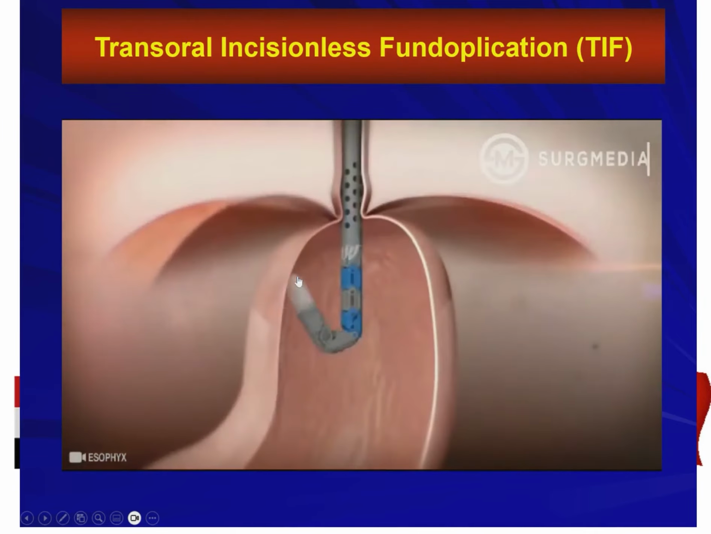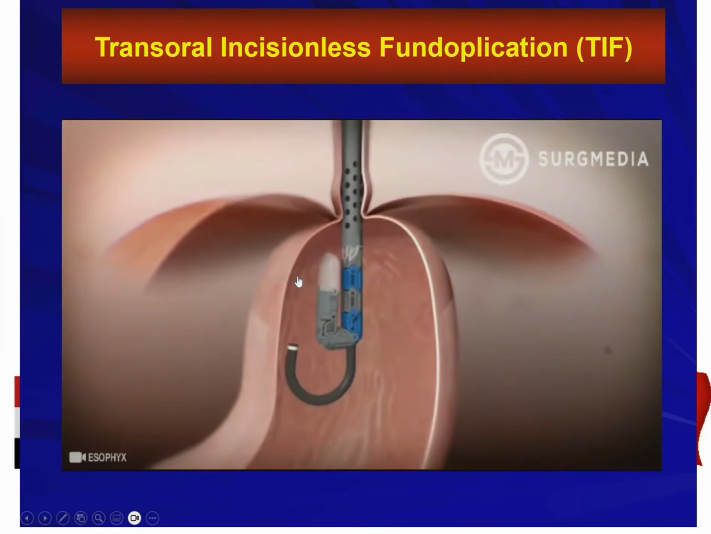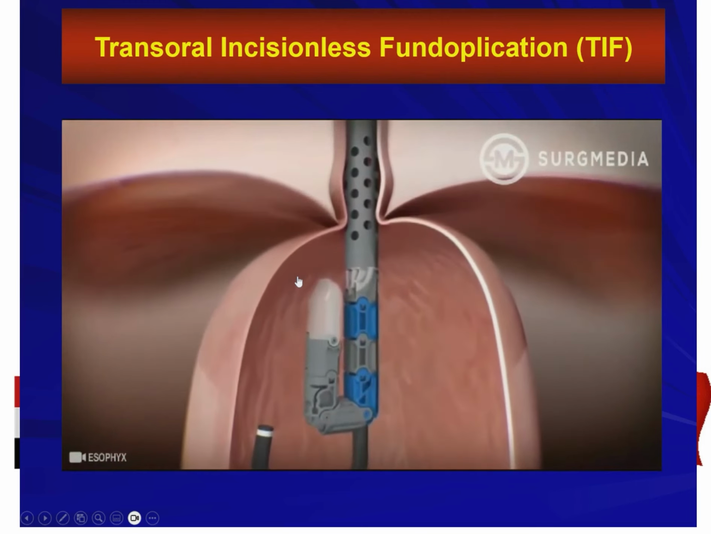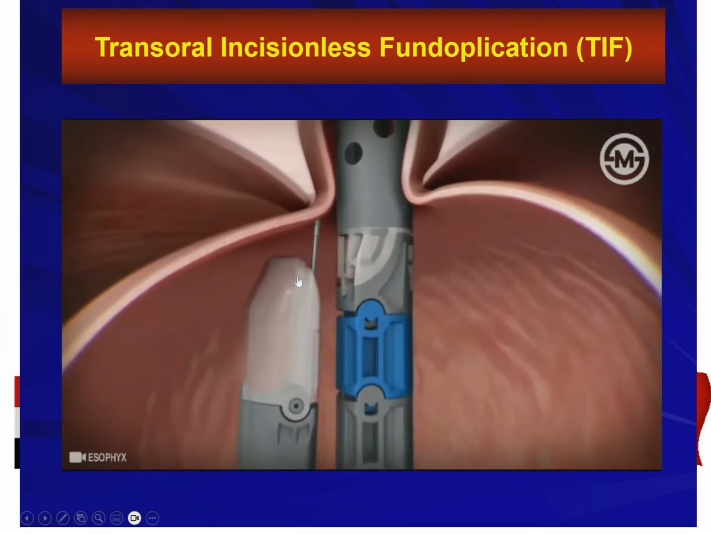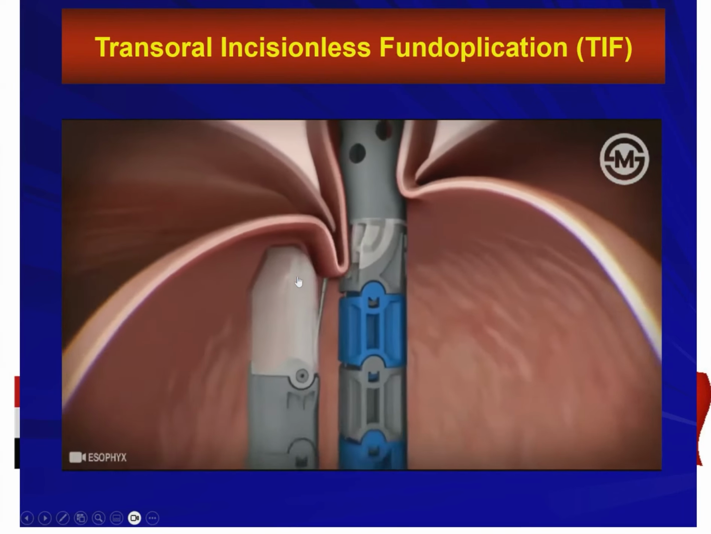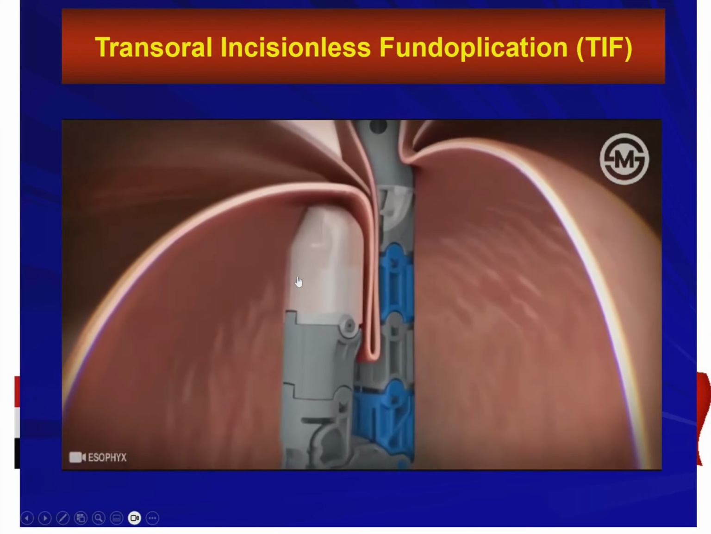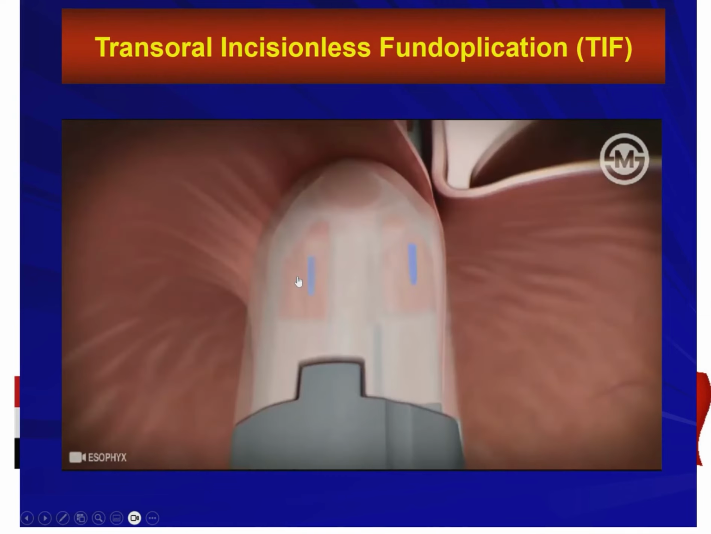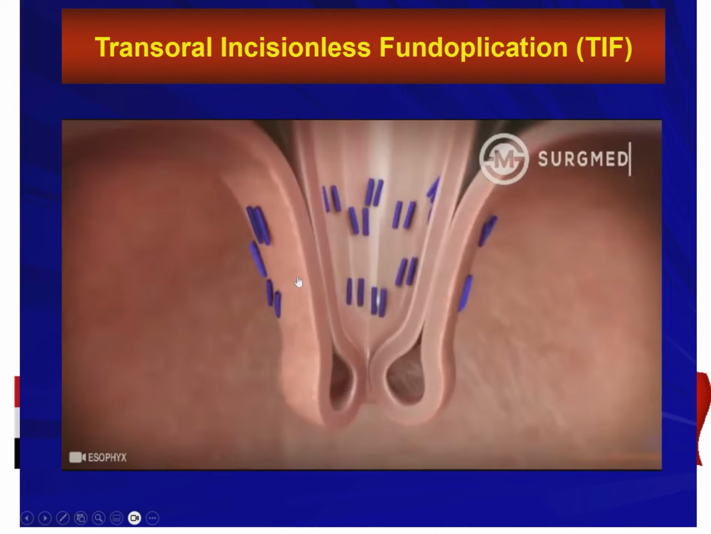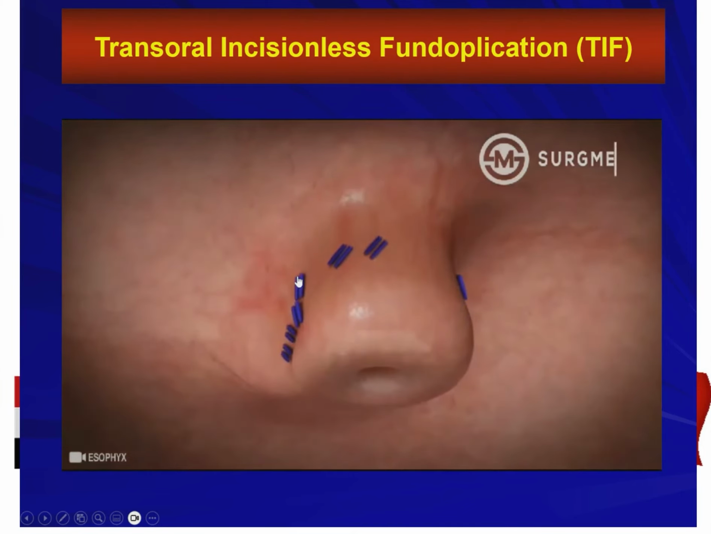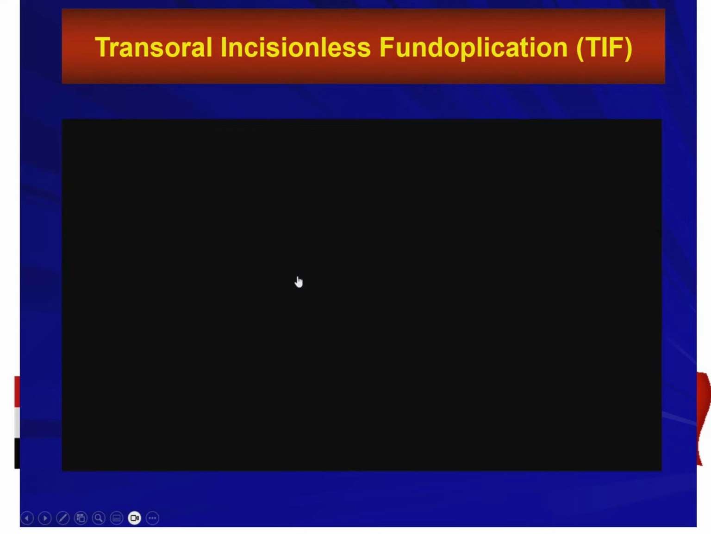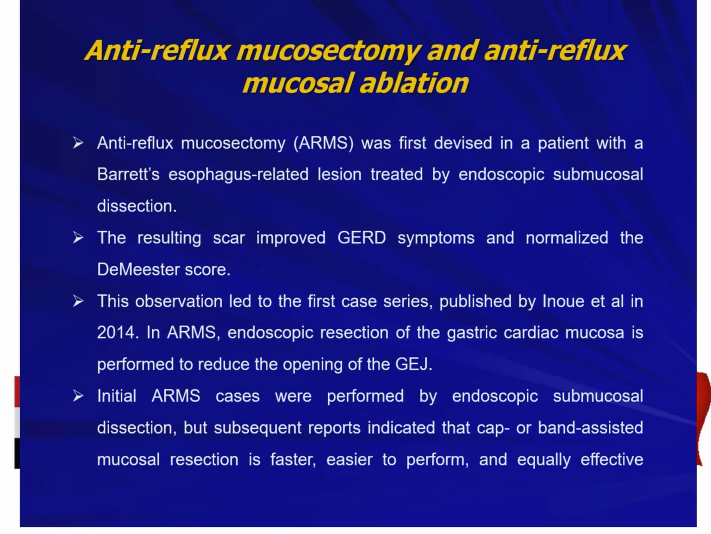The device is introduced, retroflexed in the fundus. Also, a helix is used to grasp the gastric wall inside the jaws of the device, and then fasteners are applied. And this is repeated until we create a valve very similar to the optimum gastroesophageal junction.